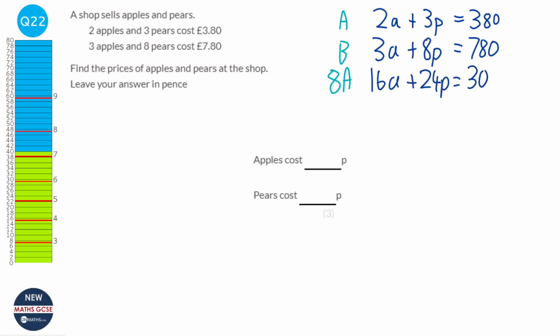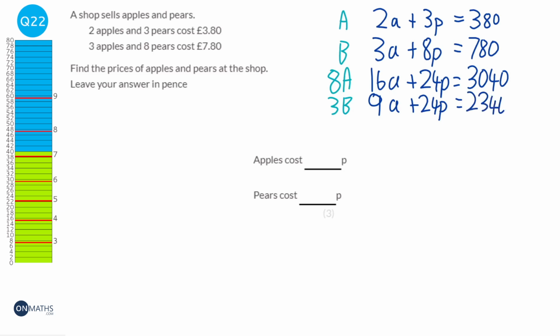and 380 times 8 is 3040. And we're going to do the same with B, but this time we're going to times it by 3. And we're just going through everything here and timesing it by 3. So 9a plus 24p, which is good, that's what we wanted. And 780 times 3 is 2,340.